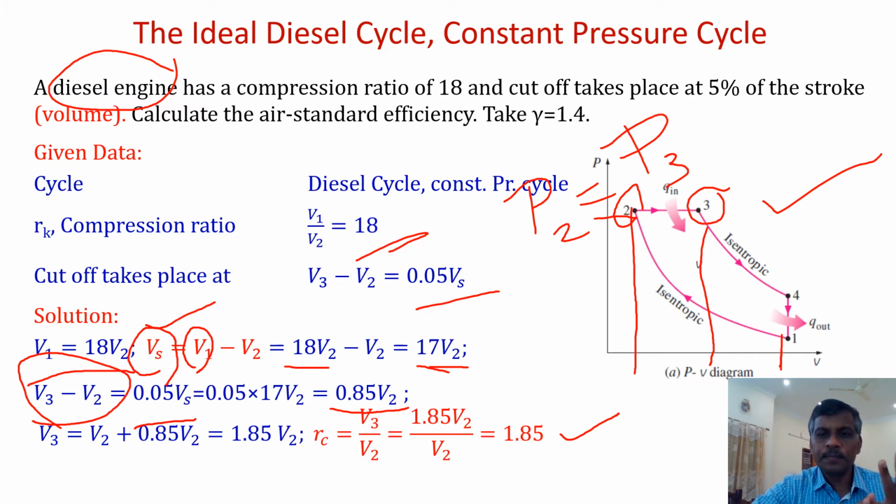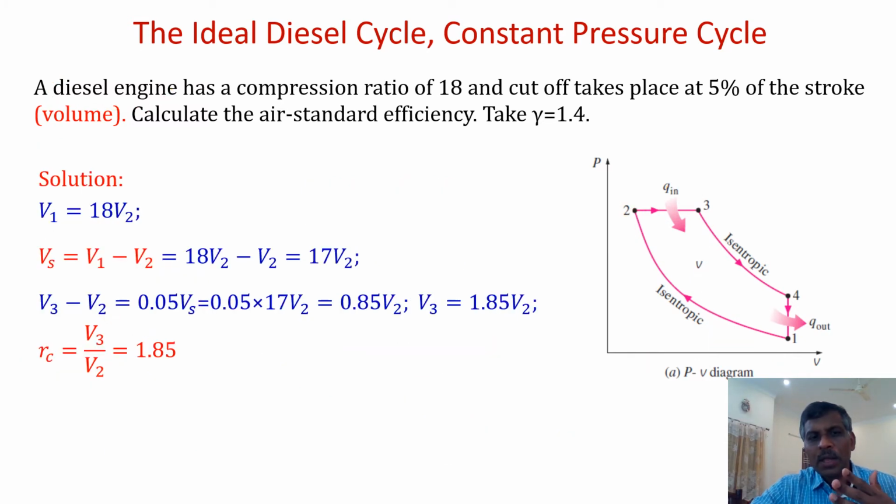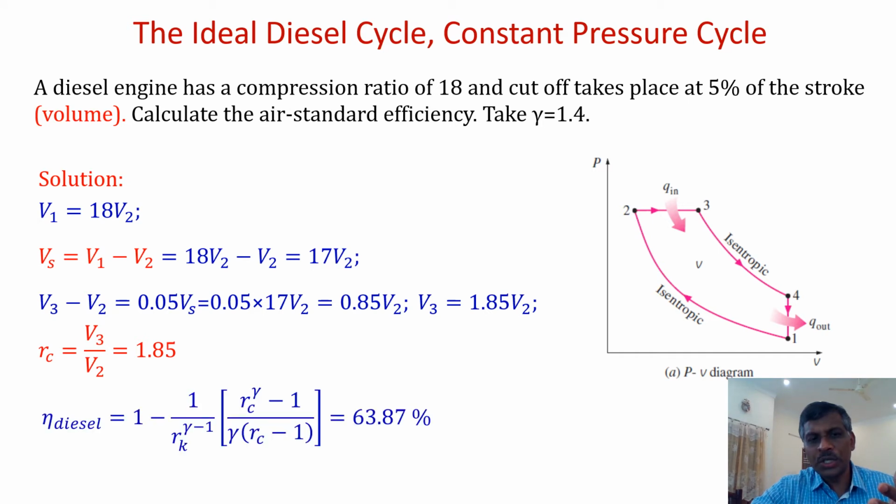Now you have compression ratio known, cutoff ratio known, and you have the formula to calculate the efficiency. Once you know the cutoff ratios and other things, this is an equation. You will get it after derivations. This you have to remember. Easy to remember: this is Otto cycle, 1 minus 1 by Rk to the power gamma minus 1. Rk is compression ratio, Rc is cutoff ratio, and gamma is ratio of specific heat, that is 1.4. So once you apply it in this equation, you will get the efficiency. This is a simple problem which comes in diesel.